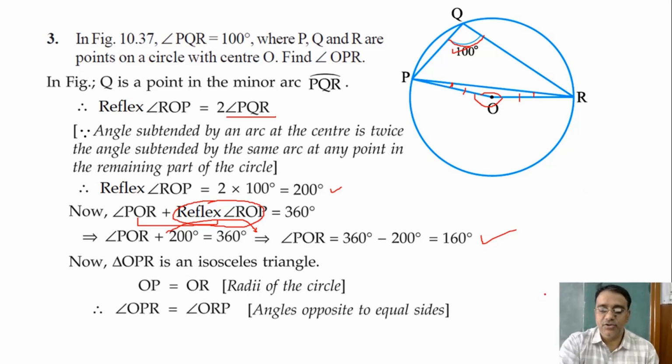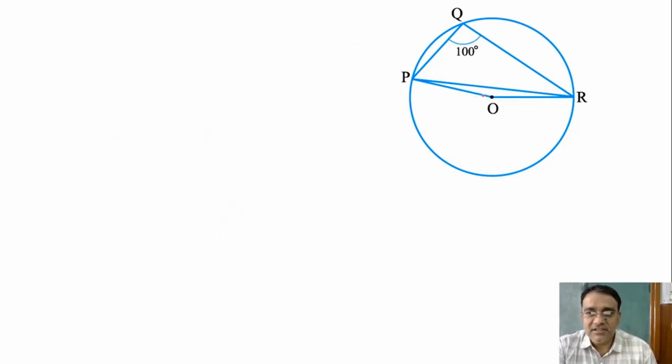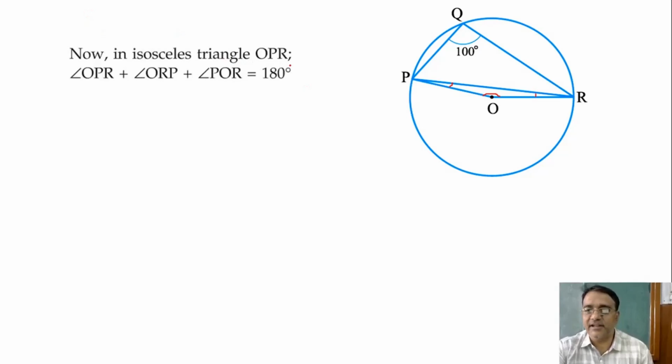Okay, fine. So now the sum of this angle and this angle is equal to what? 180 degrees. Why? Angle sum property of triangle. Right. So now in isosceles triangle OPR, the sum of these three angles is equal to 180 degrees, by the angle sum property of triangle, and in this we already got the value of this angle, 160, and these two are equal.